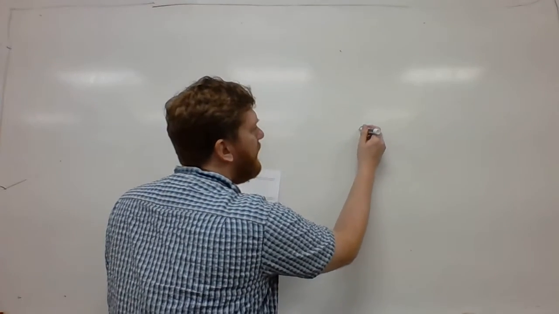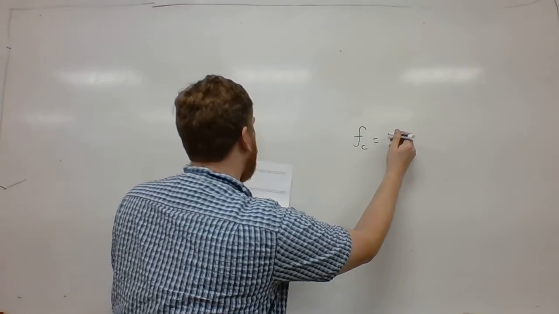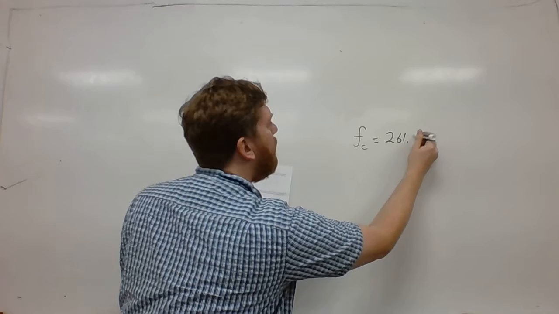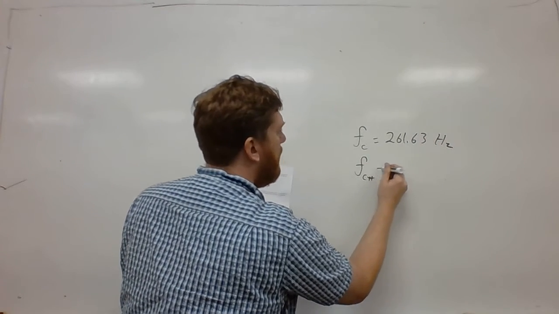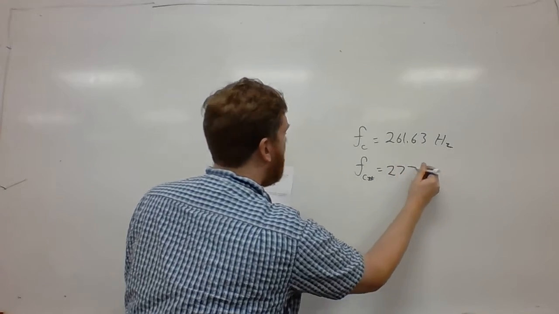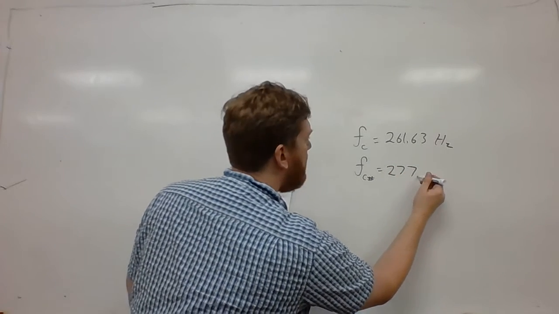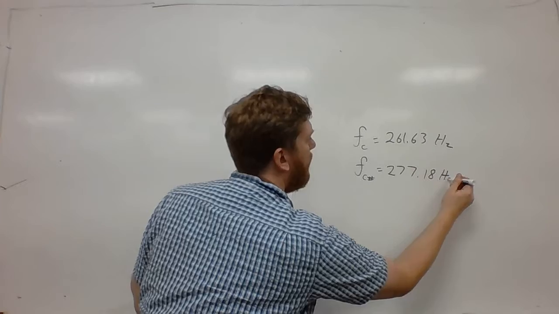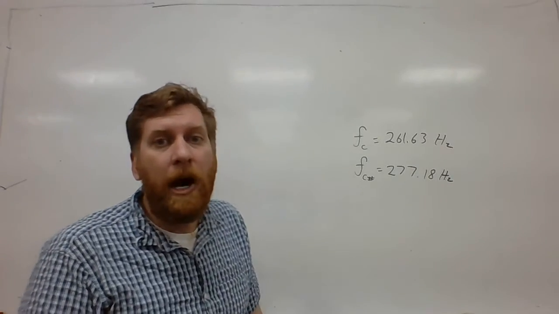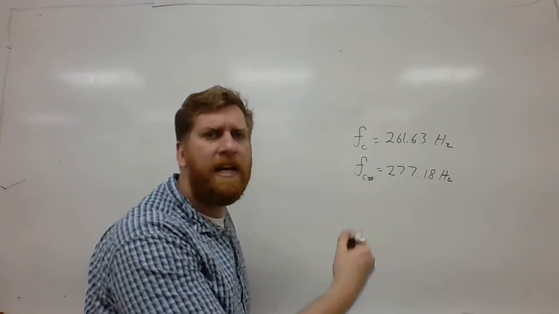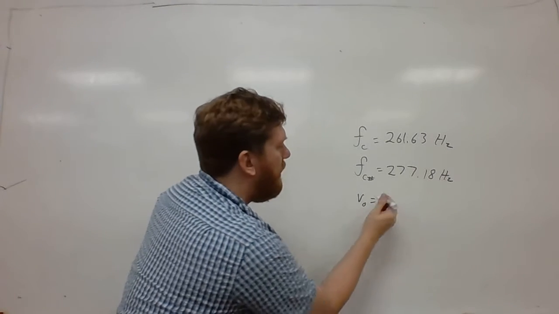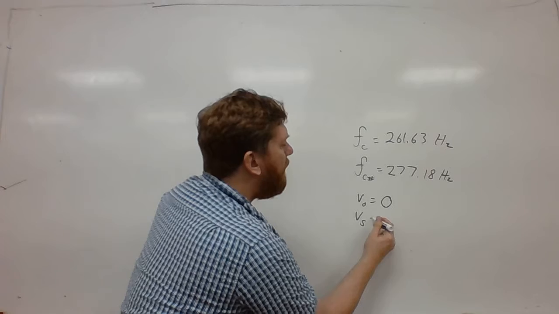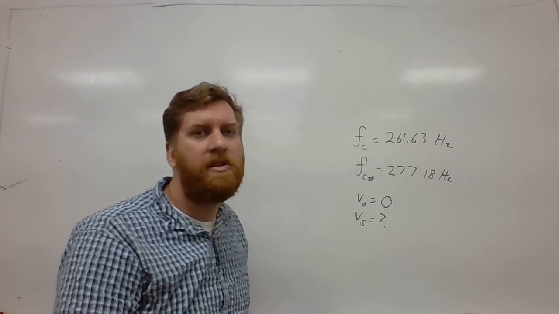I give you information. I say the frequency of a middle C is 261.63 hertz. Frequency of a C sharp is 277.18 hertz. I also give you other information. I tell you the velocity that you are at. Your velocity, the velocity of the observer, you're the observer, is equal to 0. And we're solving for the velocity of the source.